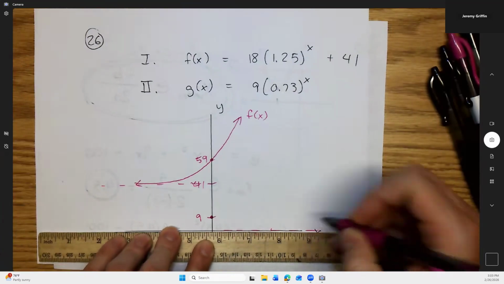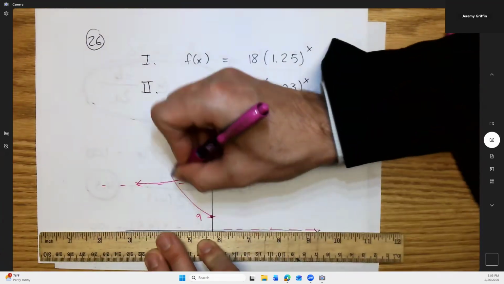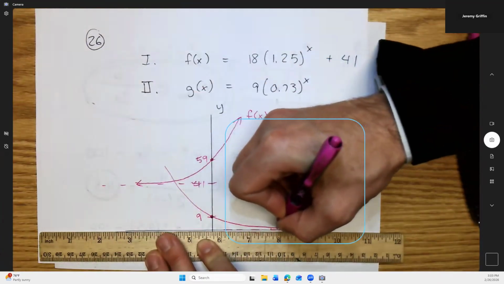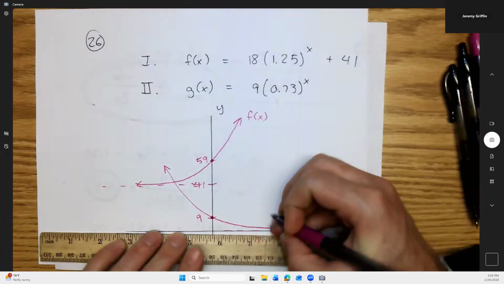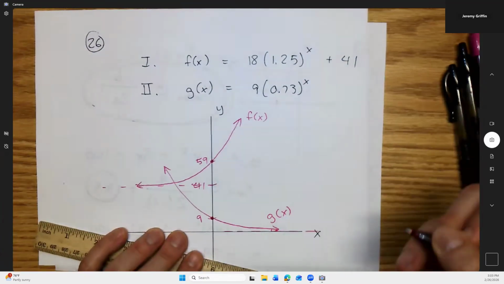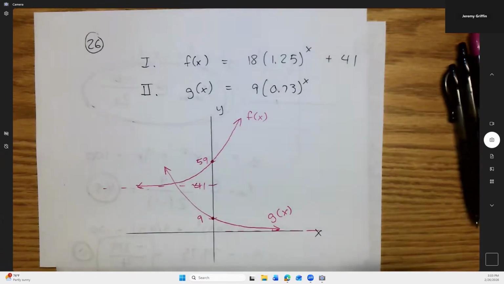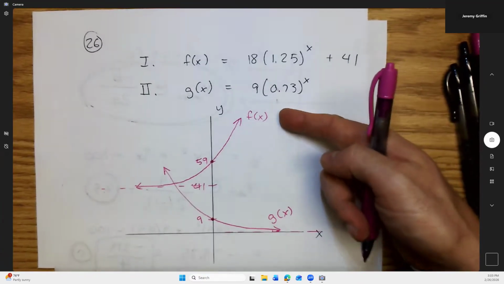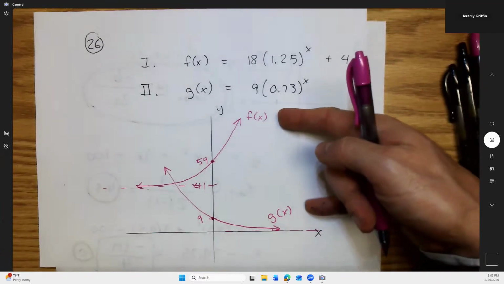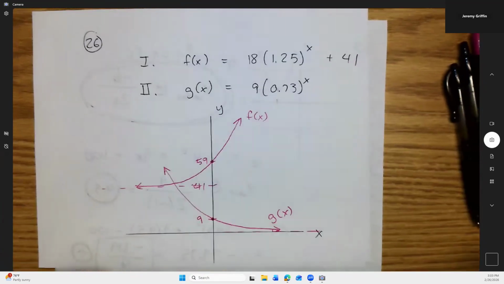Horizontal asymptote. Okay, guys, this is basically this curve. Here's g of x. Okay, here's f of x, here's g of x. Are you good with f of x and g of x? They're both exponential curves. F of x is exponential growth, g of x is exponential decay. Okay, you guys good?